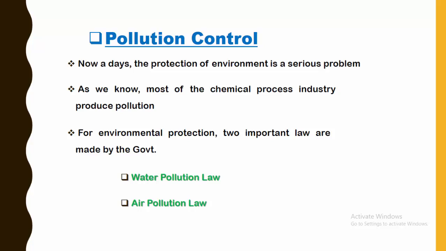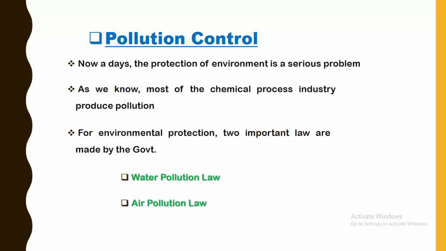Next, this is the last unit of this lecture. We can see here pollution control. This is also a very important unit. As we know, nowadays the protection of the environment is a serious problem. As we know, most of the chemical process industries produce pollution in society.